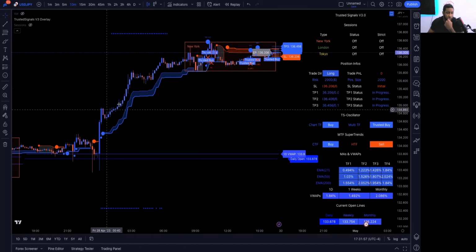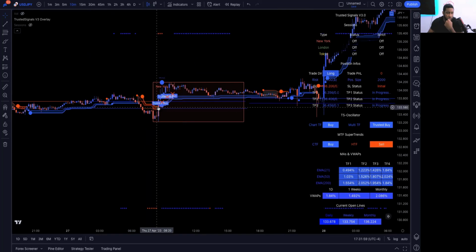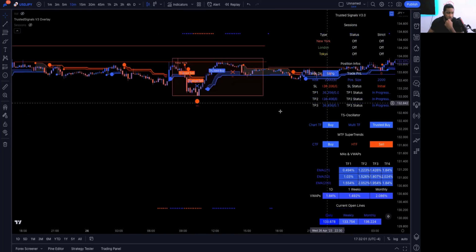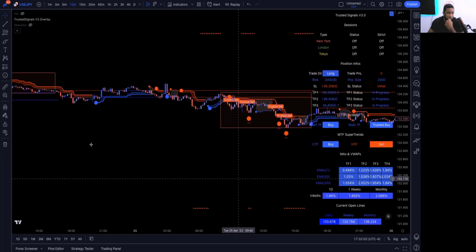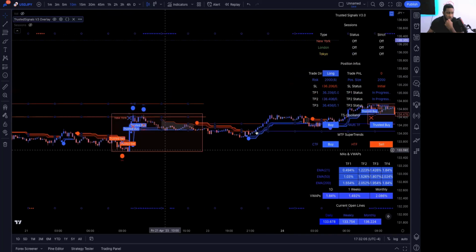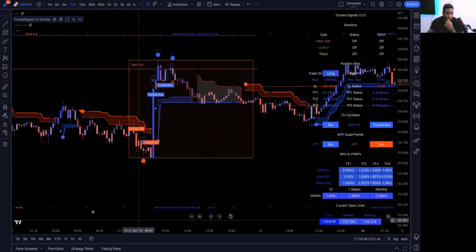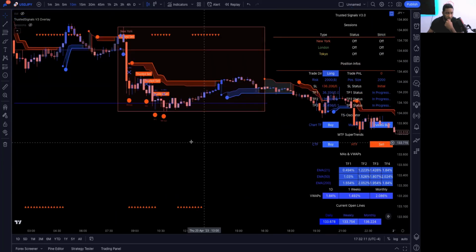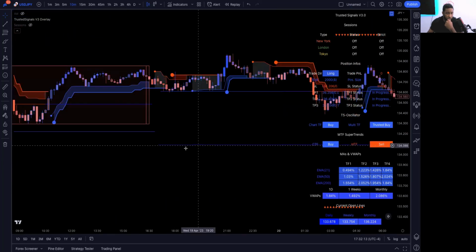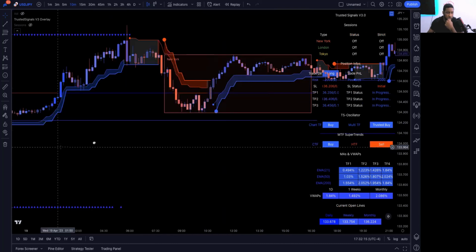Right. So this was the London session I'm looking at. This is the New York session. And then, yeah, so here we go, right? So we have that going down. USD JPY doesn't trend well, from what I'm seeing here. So let's look at GJ.